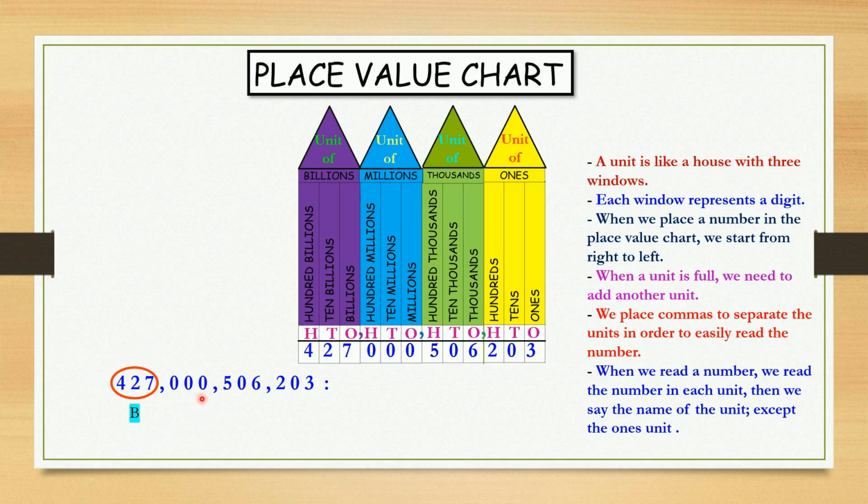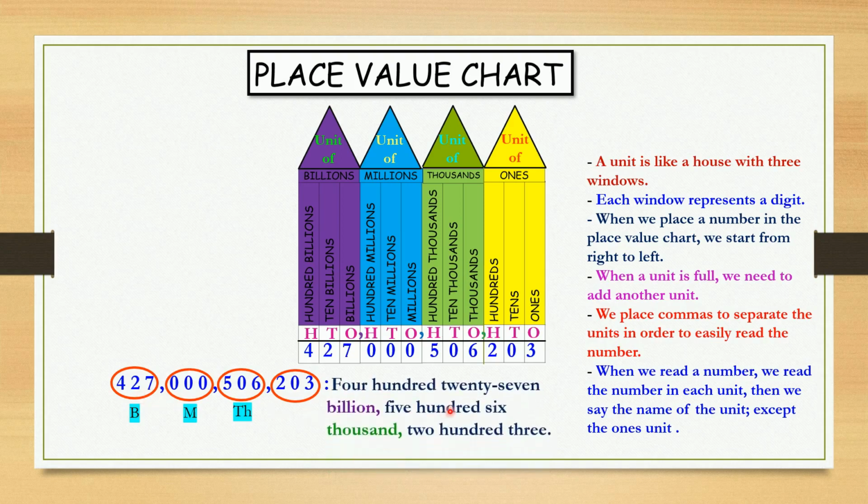Here in the millions unit, if you notice, we have only zeros. So we don't read the zeros, we skip this unit. So the millions unit, we don't read it if it only contains zeros. 506,203. So we write 427 billion, comma, we skip the millions unit, 506,203. So this year we are going to learn numbers formed of at most 12 digits, up to 12 digits, not more.